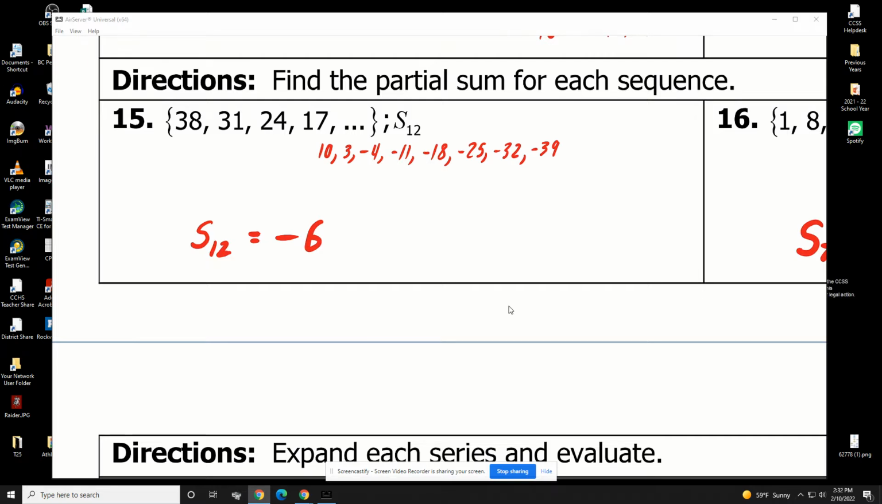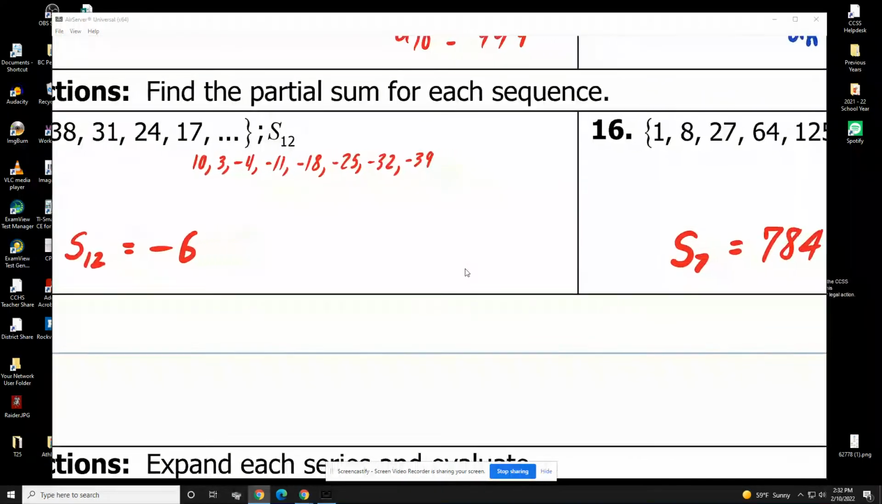So since they need the sum all the way through the 12th term, and they only gave me 5, I went ahead and subtracted 7 until I had 12 total terms. And then, of course, to find the answer, I simply added all of those numbers together. If you notice, there's about as many negatives as there are positives, and that's why the value ended up being a -6, right? So pretty easy there. Hopefully you got that right.